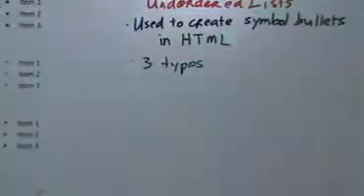So there's three types of symbols you can use for bullets in HTML. It's quite limited. So this is called a circle, that's called a disc, and that's called a square.